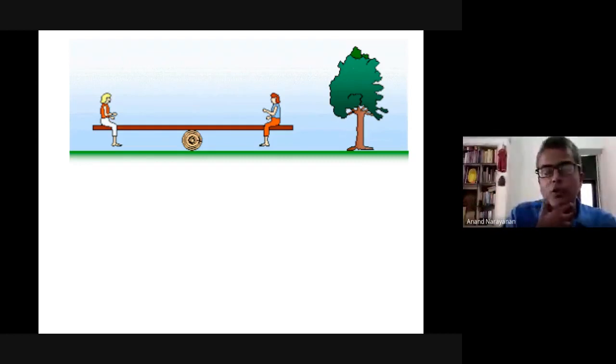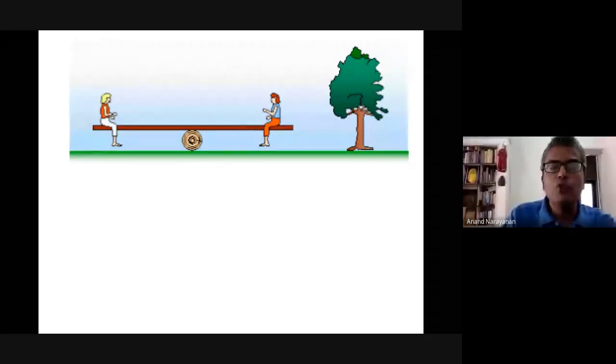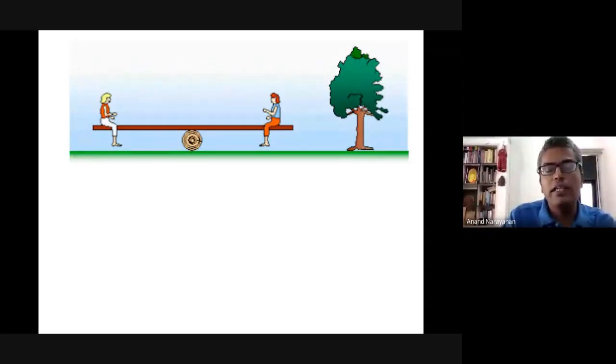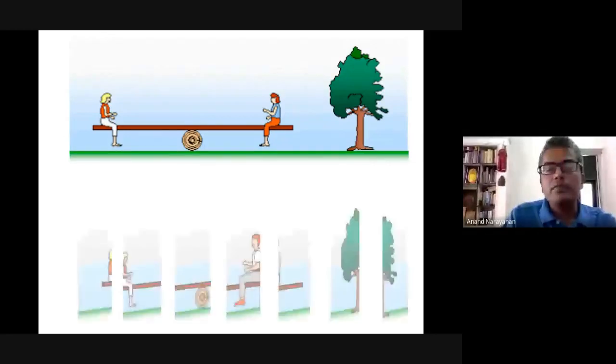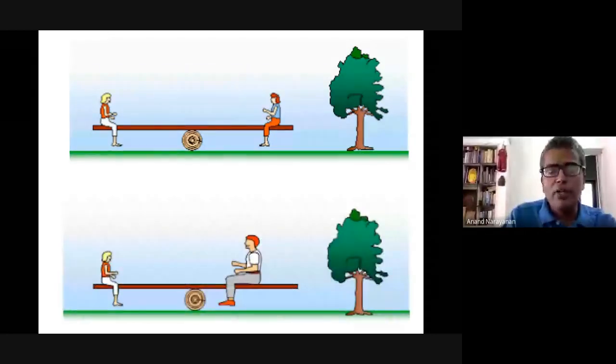So here is a cartoon picture that shows two people sitting on a wooden plank like this. Okay? And if these two people are of equal weight, then the point of balance will be at the center of this seesaw, the center of this wooden plank. Now, if the two people sitting on that wooden plank are of unequal weight, then the point of balance will be closer to the person who is heavier.